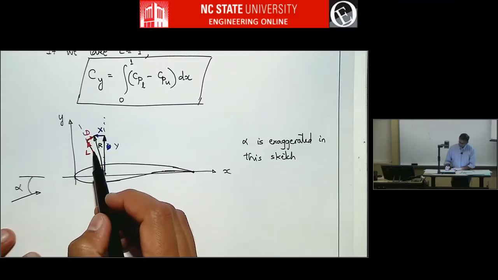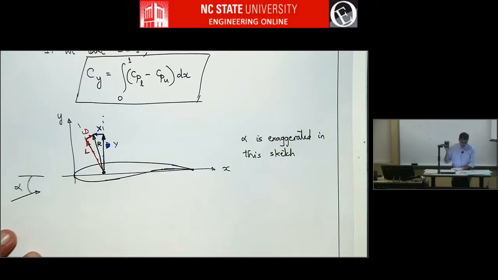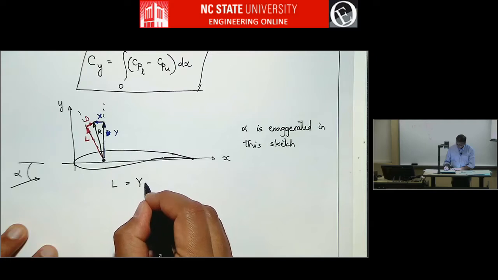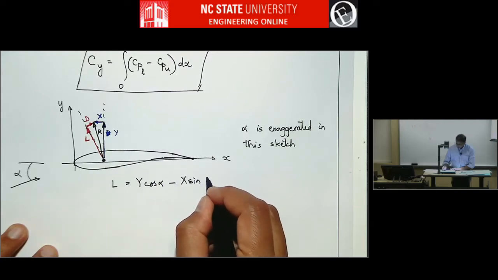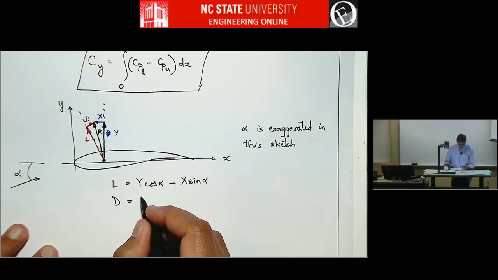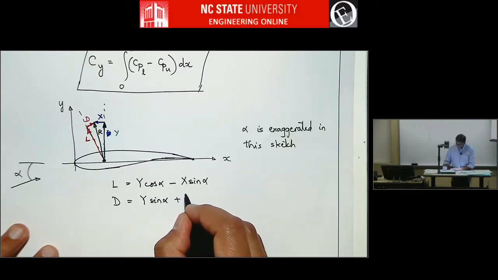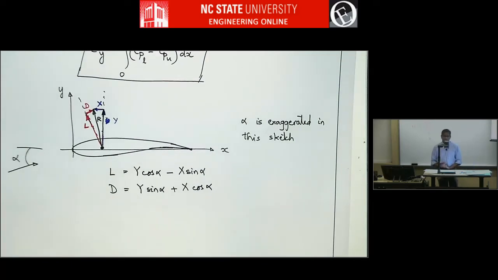So you can transform the L and D pair to the X and Y pair, right? So the conversion is L equals y times cosine alpha minus x sine alpha. D is y sine alpha plus x cosine alpha. You will need this in your program too, because you're going to be calculating x and y, and then from that you'll get lift and drag.